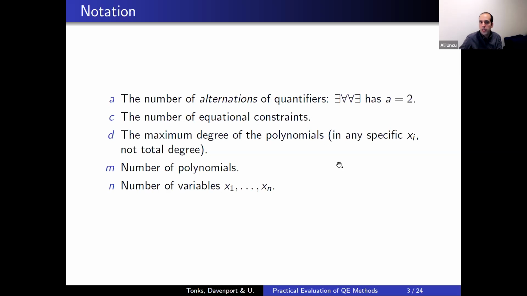C is the number of equational constraints, which is the polynomial set equal to 0 in our Tarski formulae, and that is the number of them. D is the maximum degree of the polynomial in any specific variable, not the total degree. M, if you ever see that, is the number of polynomials, and N is the number of variables that we use.